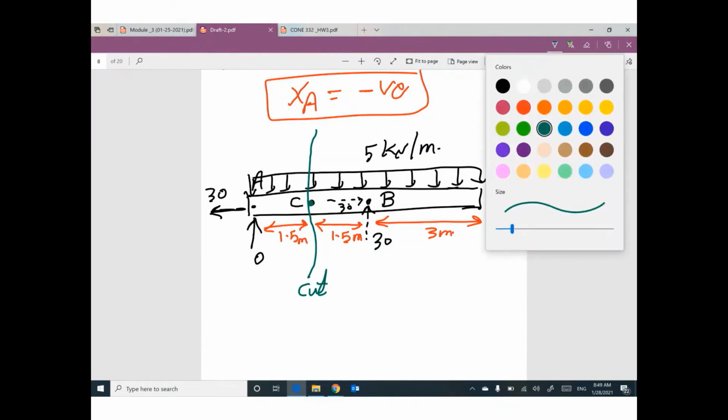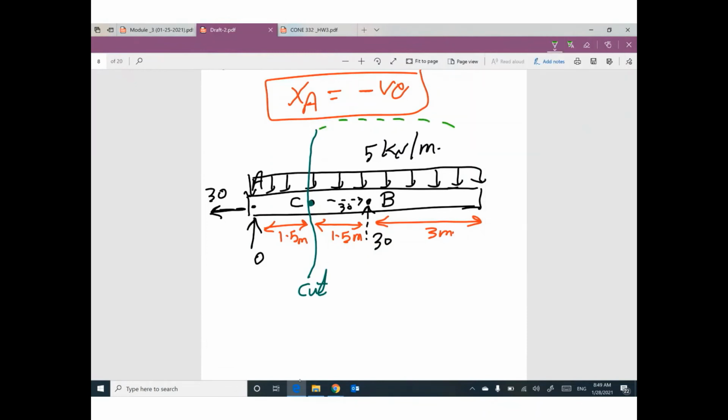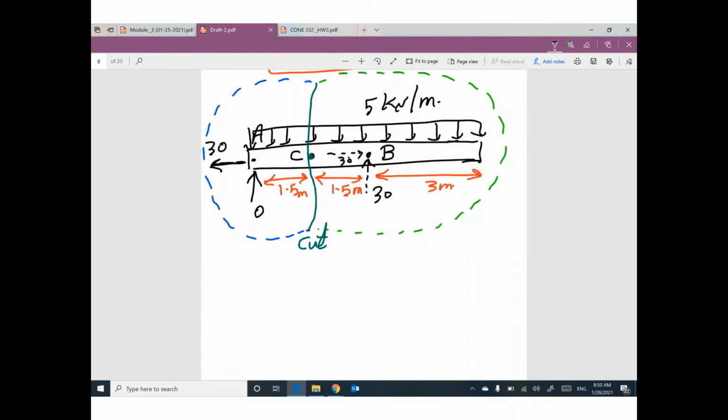We have two options. We can work with the right part inside this circle, or we can work with the left part inside this circle. It's up to you. Both of them will give you the same answer, believe me. But I will use the simplest part, the smallest part, to make my life easy. So I'm gonna use the left part. Remember, I did the cut here at point C.